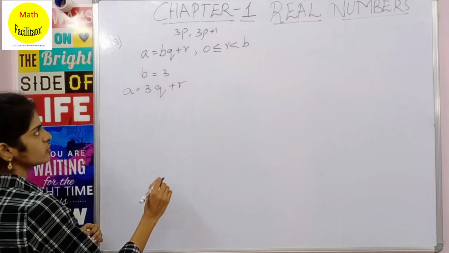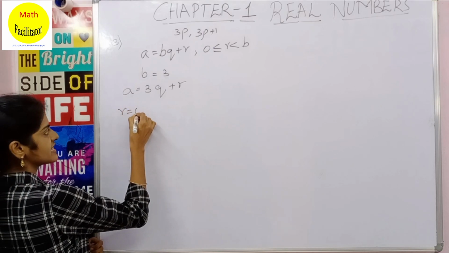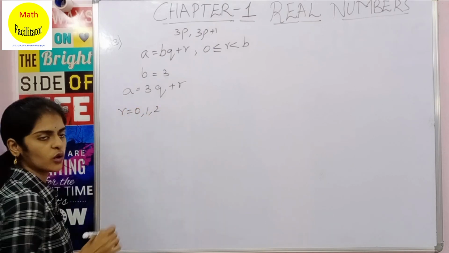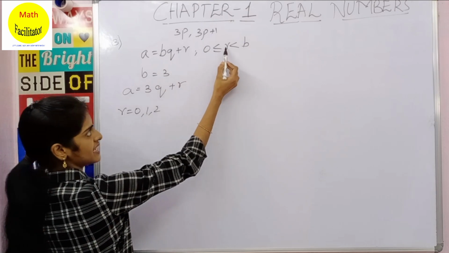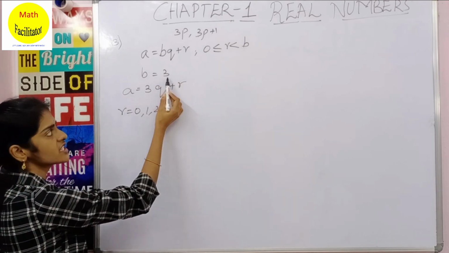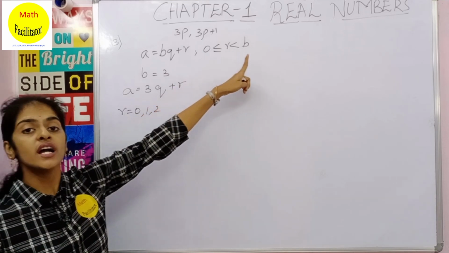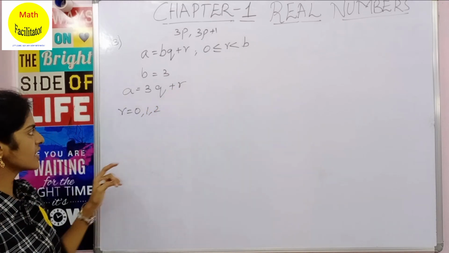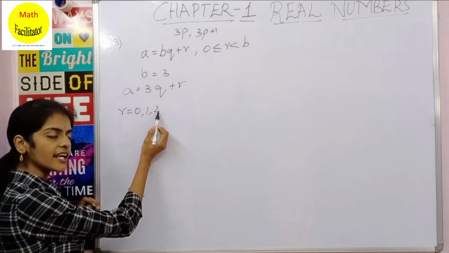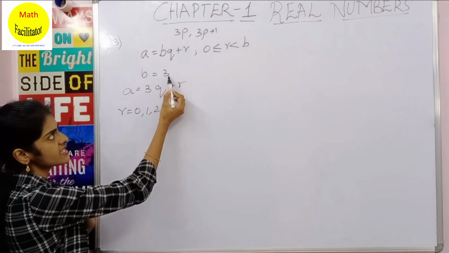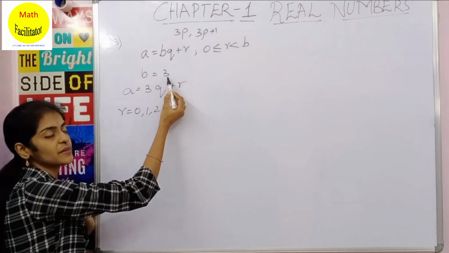Okay, now R can take values as 0, 1, 2. Why? Because R should be less than B. Now here B is 3. So R should take values from 0 to a number less than 3. So it can take 0, 1 and 2. It cannot take 3, because R should be less than B and here B is 3.